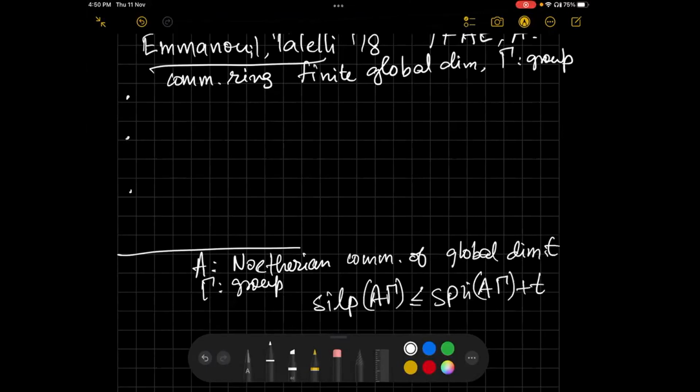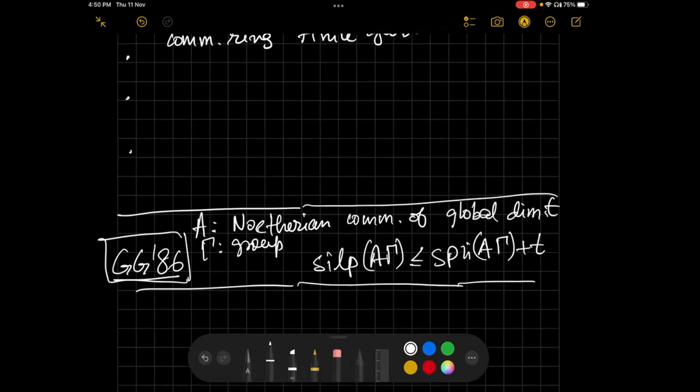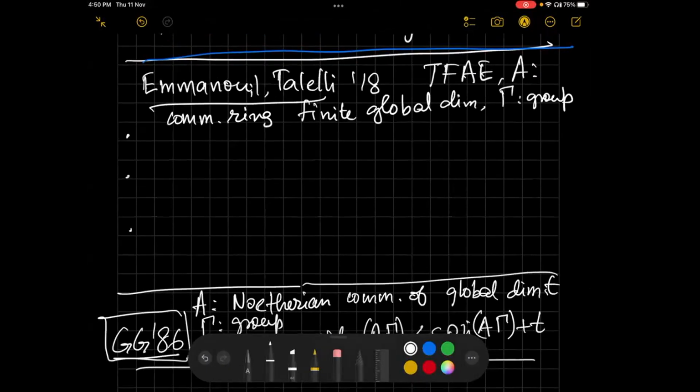This was proved in the paper by Gedrich and Gruenberg, 1986, I want to say. But the thing is, to this day, we don't know of any ring where SILP is finite but SPLI is not finite, and vice versa. This is a bummer because one would expect that something more general should be true, which is why this result by Emmanouil and Talelli from 2018 was slightly more remarkable. And they proved that GCD being finite of the group, again, this means the trivial module has complete resolutions.